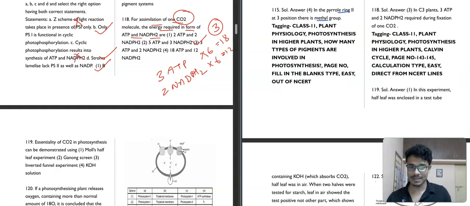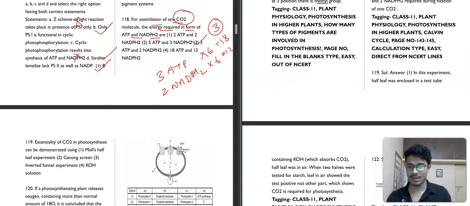It is saying that the essentiality of CO2 in photosynthesis can be demonstrated using Moll's half-leaf experiment, Ganong's screen, inverted funnel experiment, or KOH solution. So in this experiment, Moll's half-leaf experiment, half of the leaf was enclosed in a test tube containing potassium hydroxide solution which absorbs CO2. What is the function of KOH? If you get a one-liner question, you will say that it absorbs CO2.